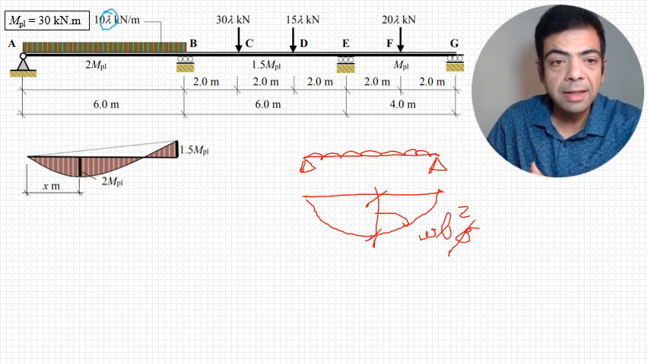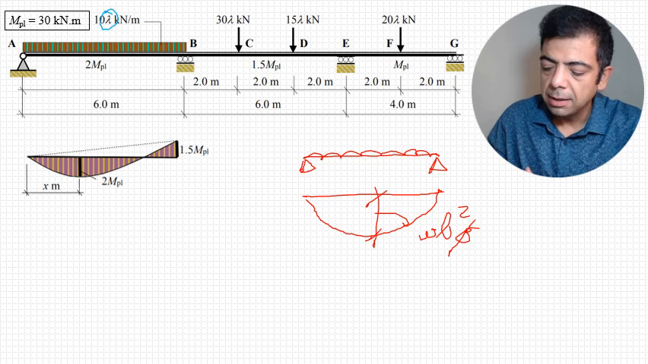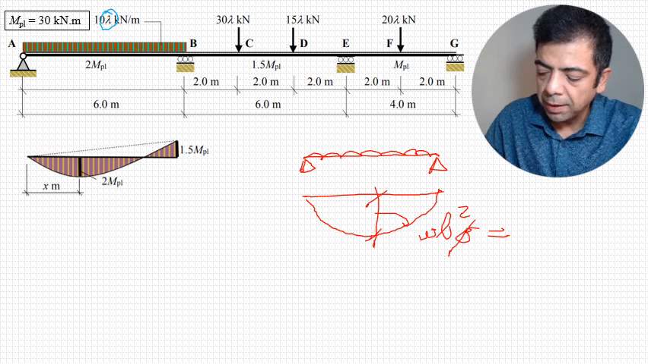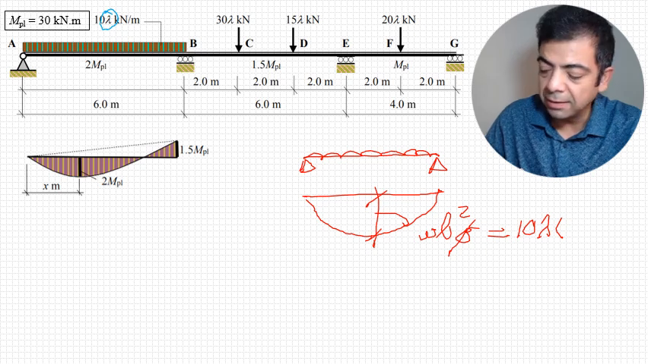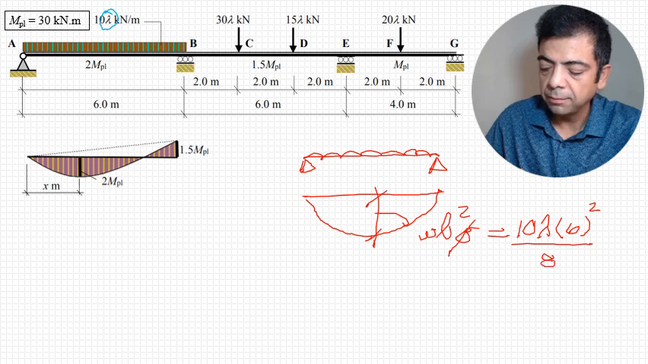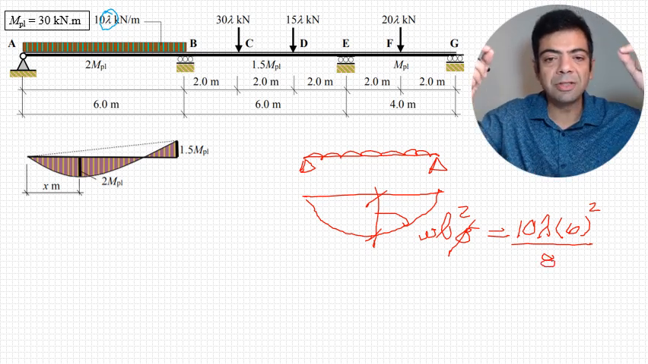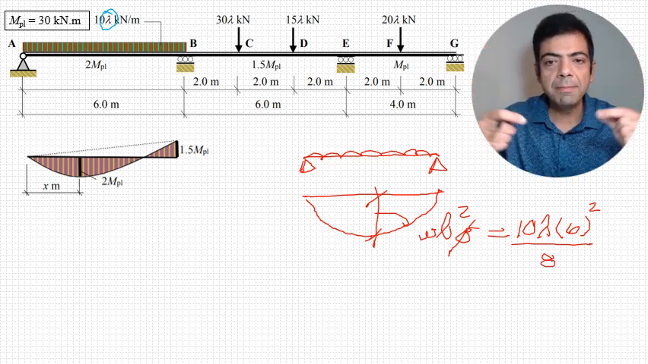Can we calculate that for this beam? Yes. This is going to equal 10 lambda. The whole span is 6 squared divided by 8. So that's just the simple beam version.